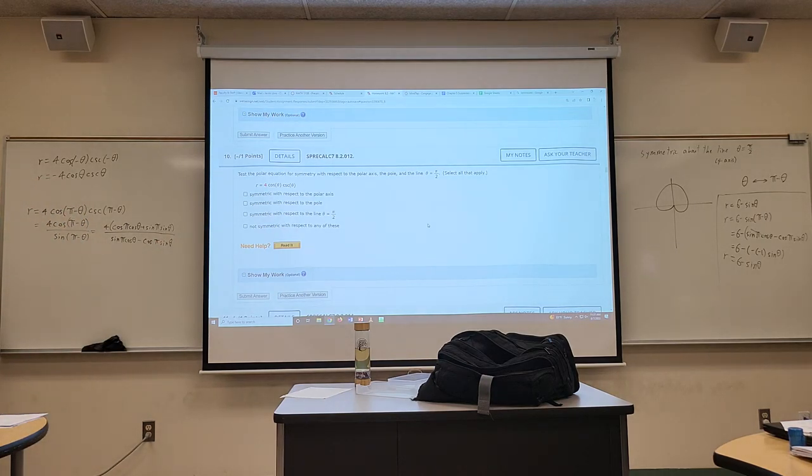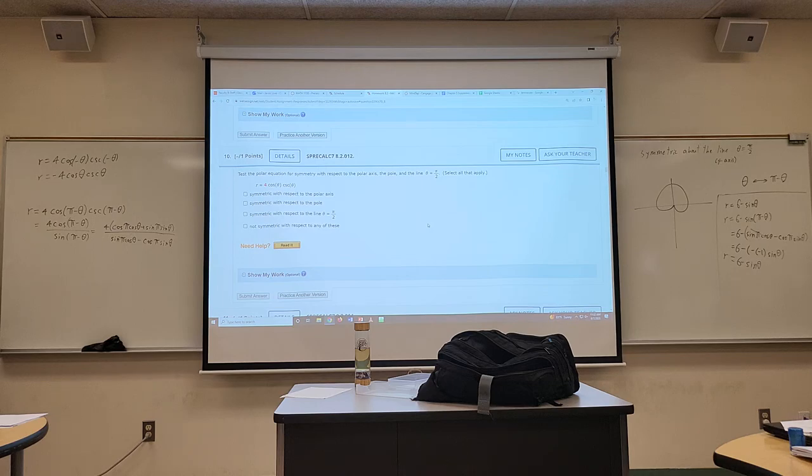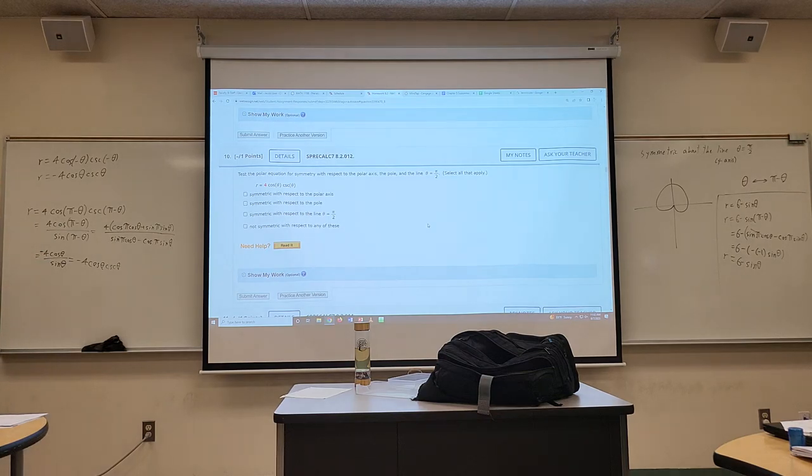Now the sine of pi is still zero, that's going to wipe out a couple of terms. The cosine of pi is negative 1. That neatens things up a little bit. So that's negative 4 cosine theta on the top and positive sine theta on the bottom, which isn't going to cut it. This is the exact opposite of what you started with. So this one doesn't have any symmetry.